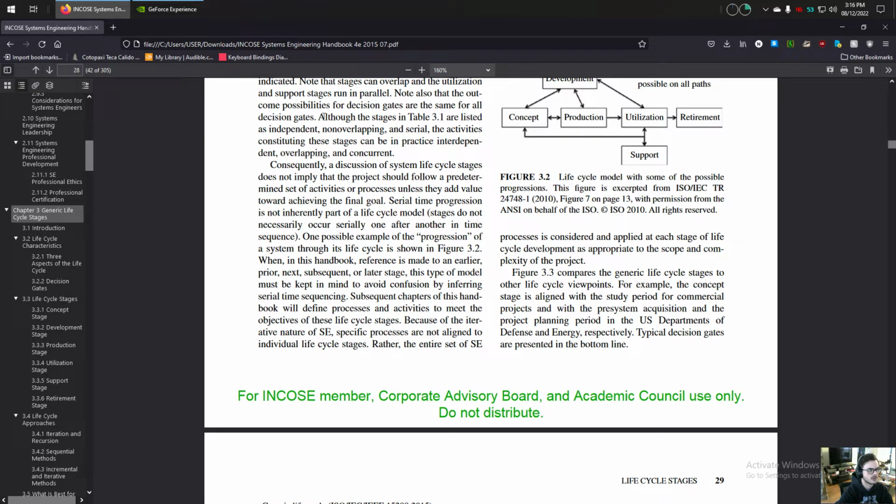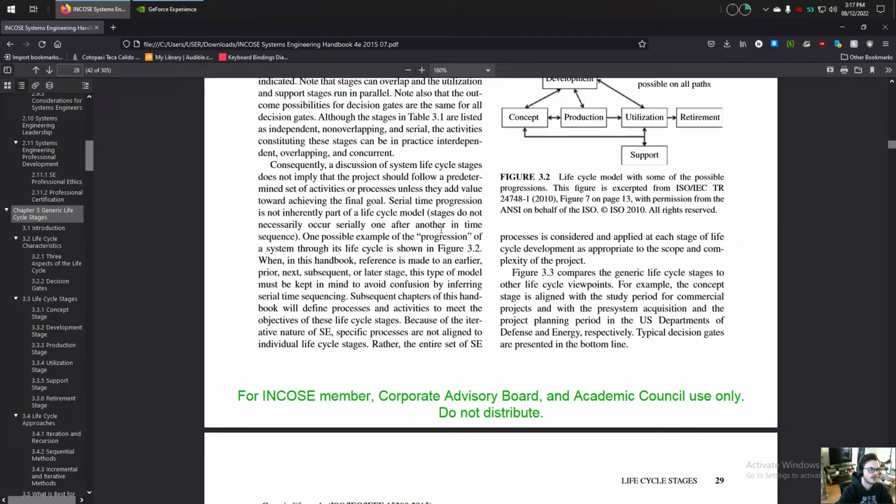Okay, so I'll start back from up here actually. Although the stages in Table 3.1 are listed as independent, non-overlapping, and serial, the activities constituting these stages can, in practice, be independent, overlapping, and concurrent. Consequently, a discussion of system lifecycle stages does not imply that the project should follow a predetermined set of activities or processes unless they add value towards achieving the final goal. Serial time progression is not inherently a part of the lifecycle model. Stages do not necessarily occur serially, one after another in time sequence.